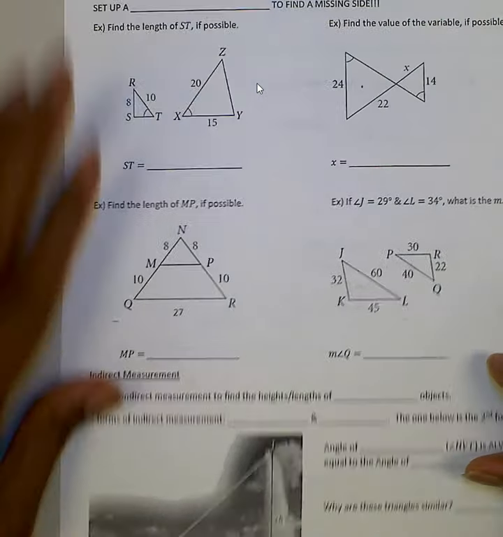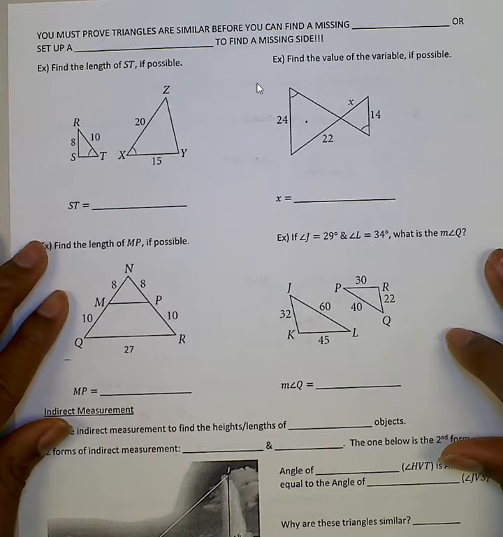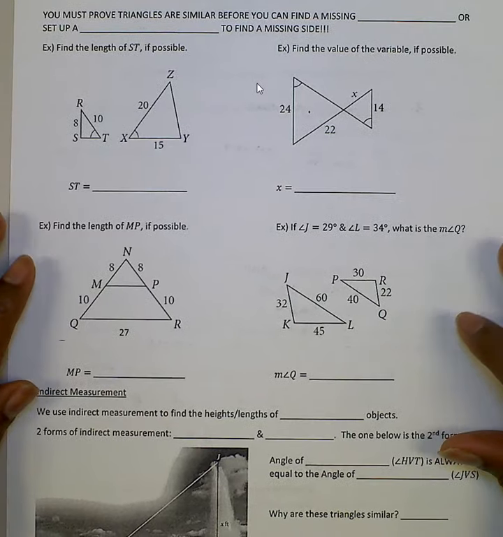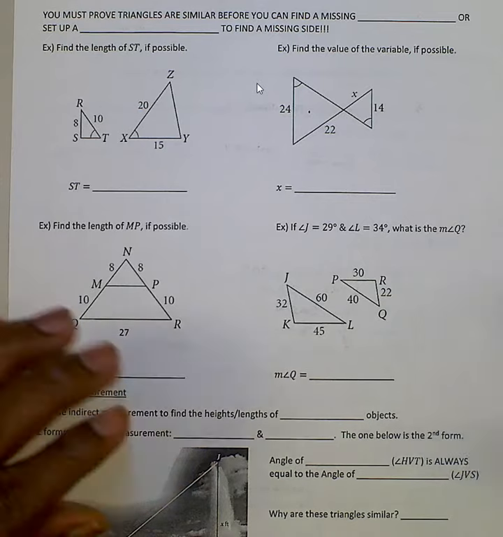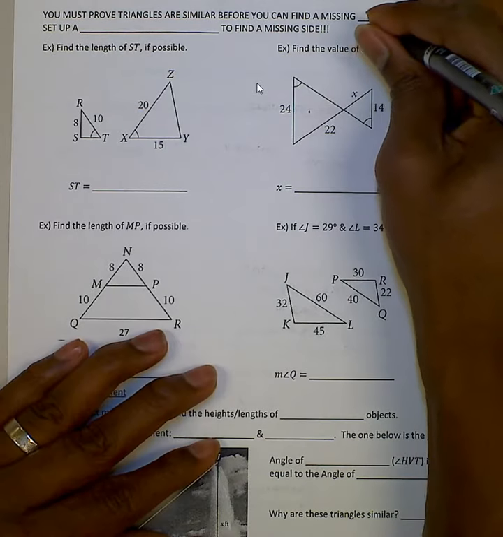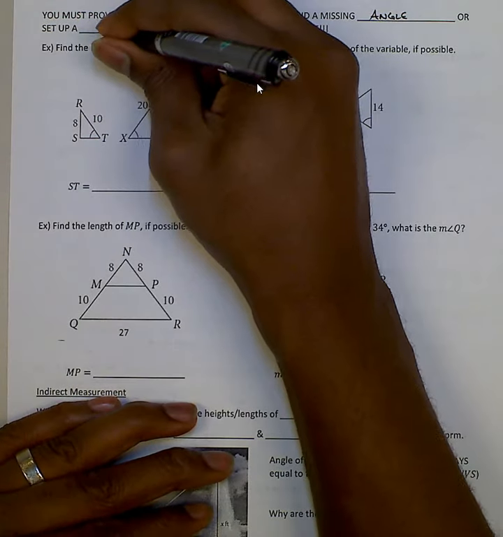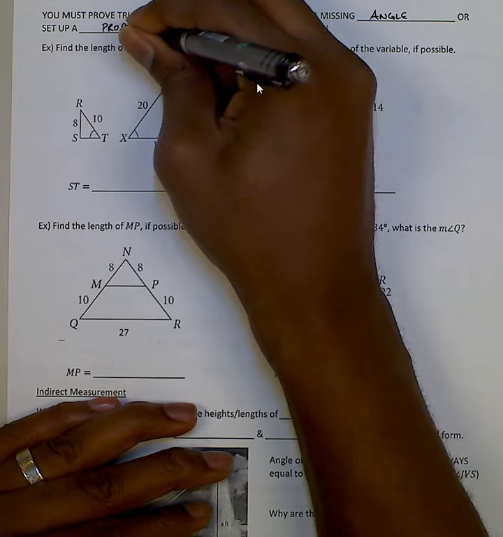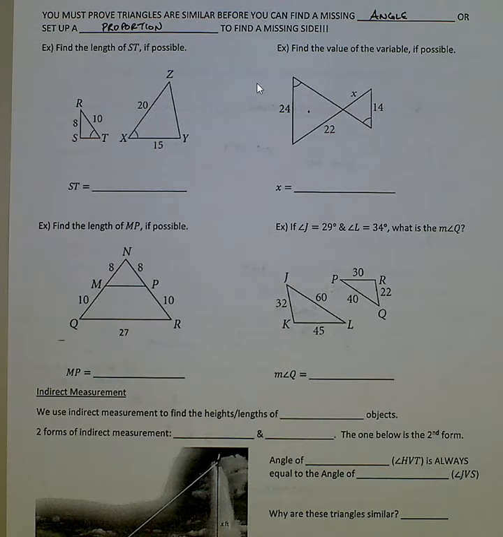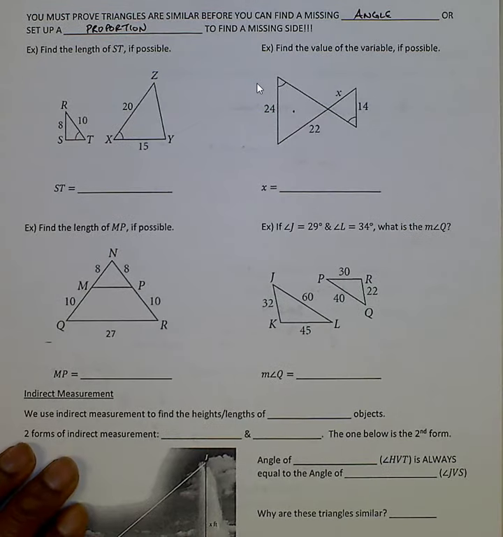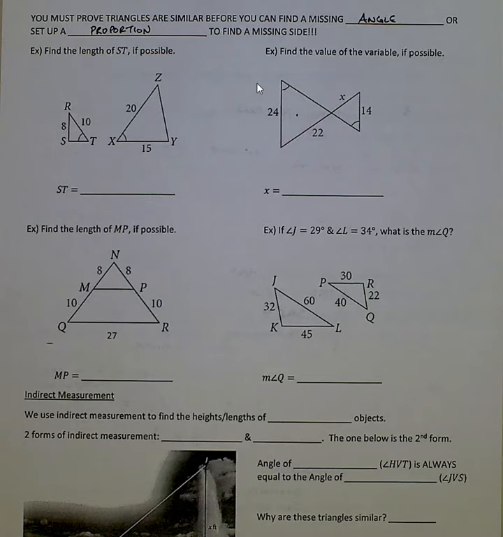The big takeaway that I want you to know is that you must prove that triangles are similar before you can find a missing side, a missing angle, or set up a proportion to find a missing side. So what happens a lot in this chapter is that people say, oh, I see triangles, I do proportions. Remember, you can only do the proportions once you prove that the sides are actually proportionate, which happens if the triangles are similar.